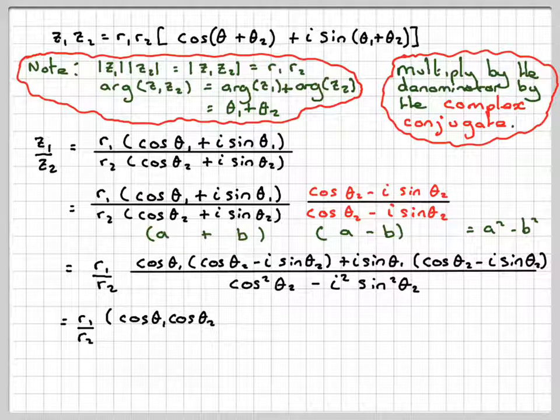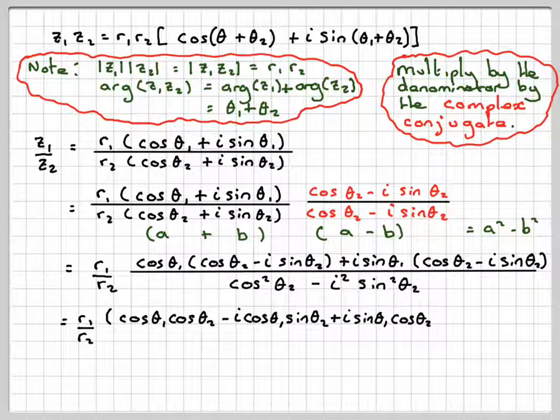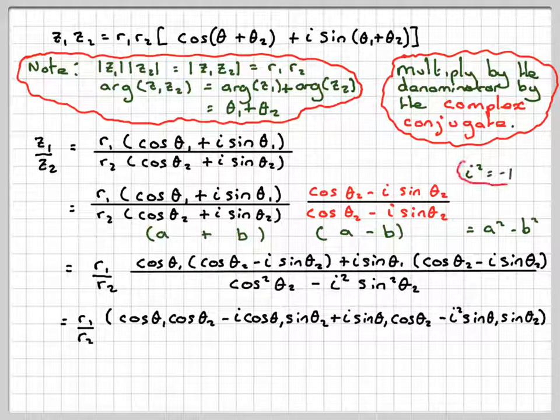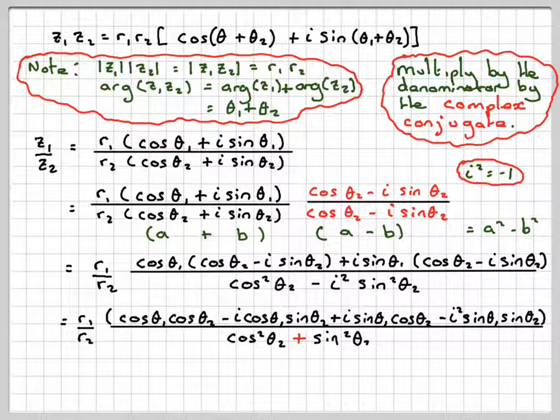Expanding across the top, we get cos theta 1 cos theta 2 minus i cos theta 1 sine theta 2 plus i sine theta 1 cos theta 2 minus i squared sine theta 1 sine theta 2, divided by, now i squared is equal to minus 1, so it's minus minus 1, so we're going to have cos squared plus sine squared on the bottom.